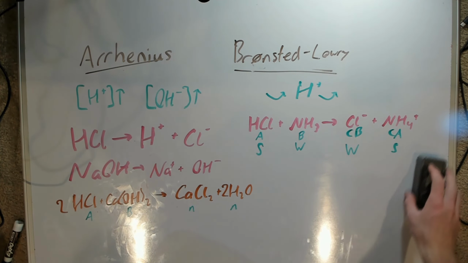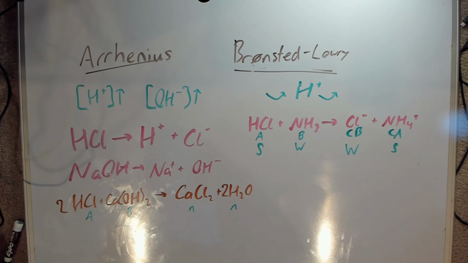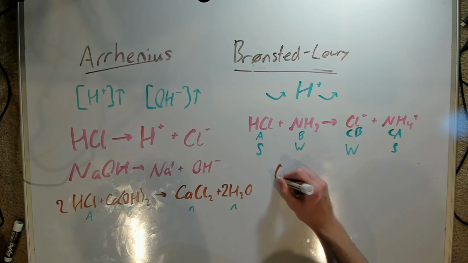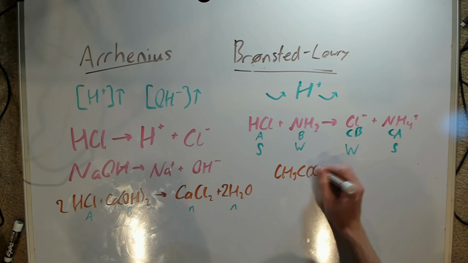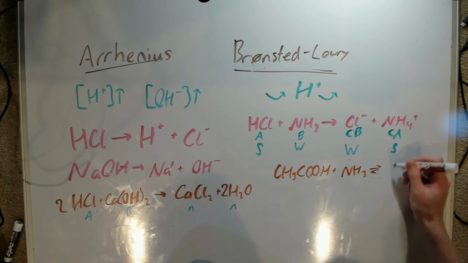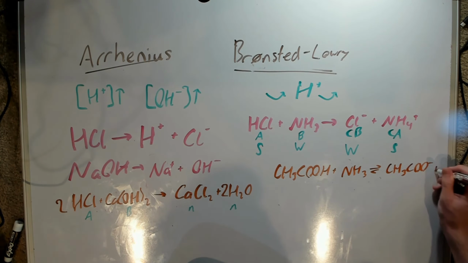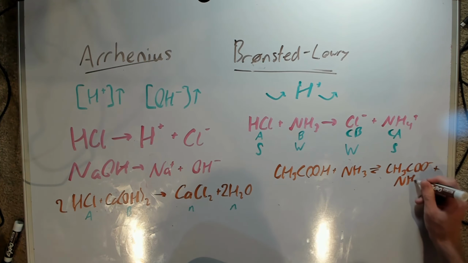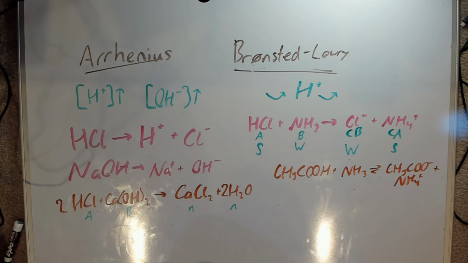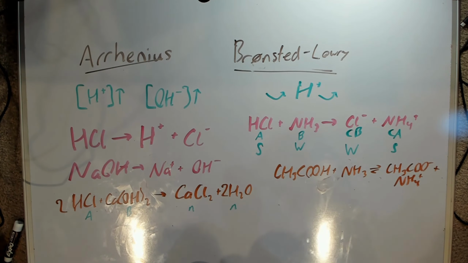So now if we wanted to do another Brønsted-Lowry example, let's do this one, between acetic acid, CH3COOH, plus a base, NH3, which would form CH3COO minus plus NH4 plus. There we go. We have a transfer where this H goes over there, which would then make our CH3COO minus.